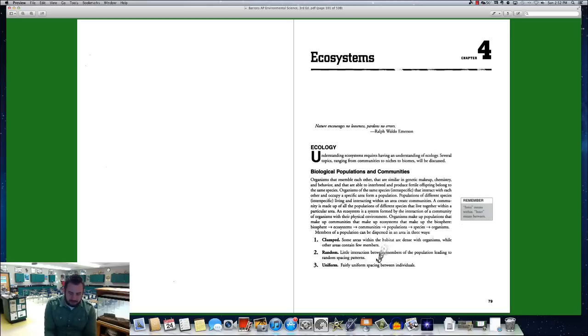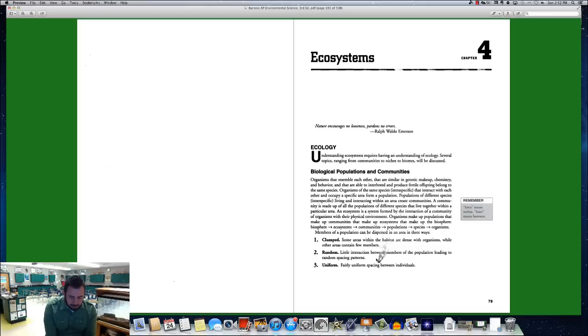Uniform distributions are found in populations in which the distance between neighboring individuals is fully maximized. The need to maximize the space between individuals arises from competition for resources: moisture, nutrients, sunlight, food, all that kind of stuff.